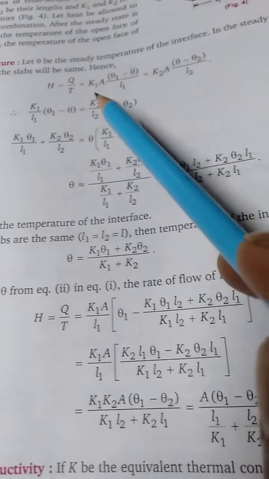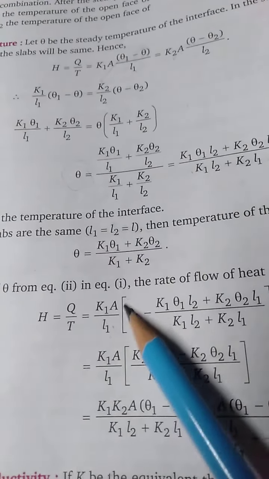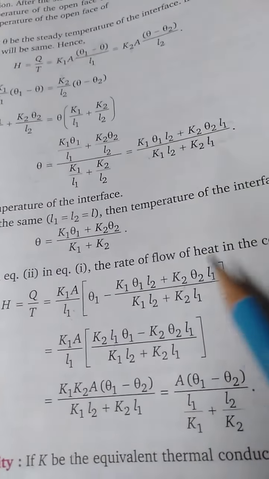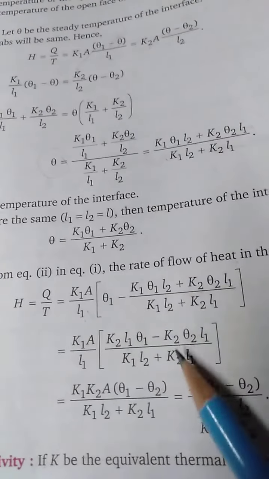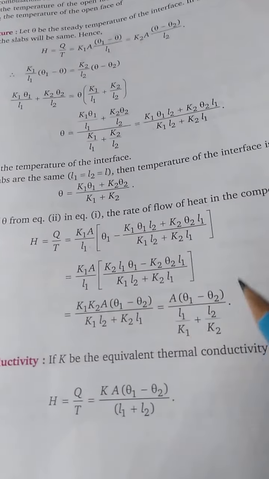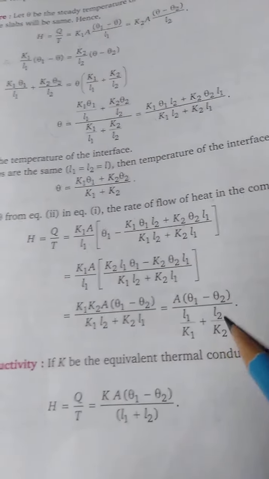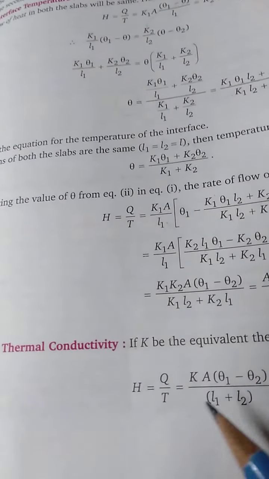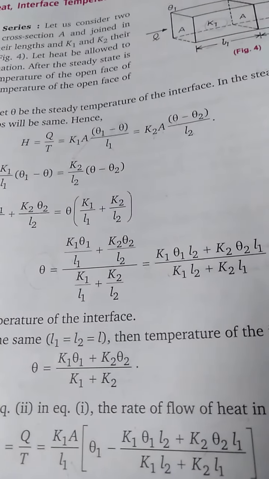So what we are getting, K1 A by L1 outside the bracket, theta 1 as it is, and in place of theta we are writing this whole thing, with K2 and L2. After taking LCM and some terms cancelling, we are finally getting this one. So this is what? The equivalent thermal conductivity.